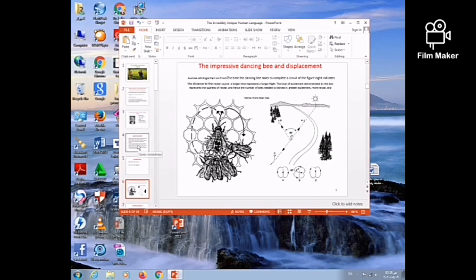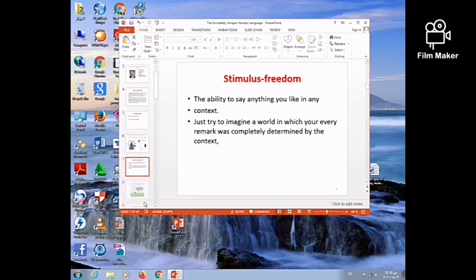Okay. Then we move to another feature, which is stimulus freedom. Stimulus freedom is related to some extent to displacement. Human communication is not bound to the stimulus. As we said before, we can go beyond the here and now, unlike non-human communication.